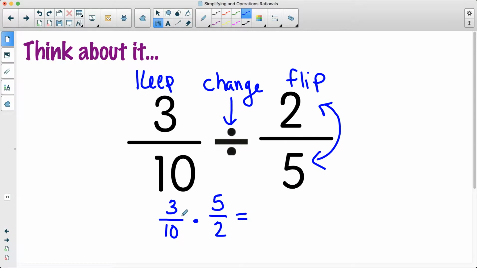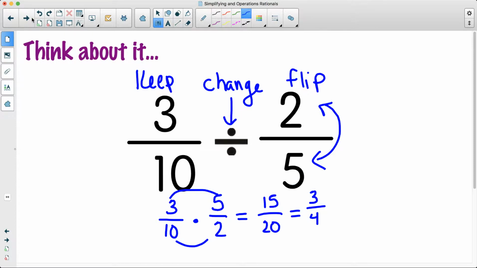And now we have a multiplication problem with two fractions, and we know how to simplify that. So 3 times 5 is 15. 10 times 2 is 20. And then this fraction, I can reduce it. I can divide 5 into both of these numbers. So that'll become 3 over 4. So in order to divide fractions, we keep the first one the same. We change the sign to multiplication, and we flip the second fraction.